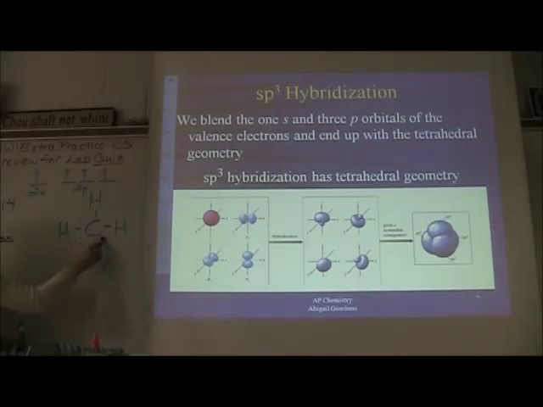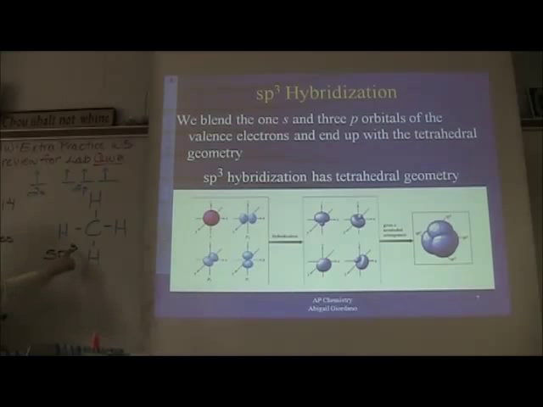Ask yourself how many sides are occupied. When we first started talking about shapes in chapter 8, I asked you that question a lot. If you could imagine a box around this central atom, how many sides are occupied with something? 4. So, this molecule has sp3 hybridization because I hybridized 4 orbitals.